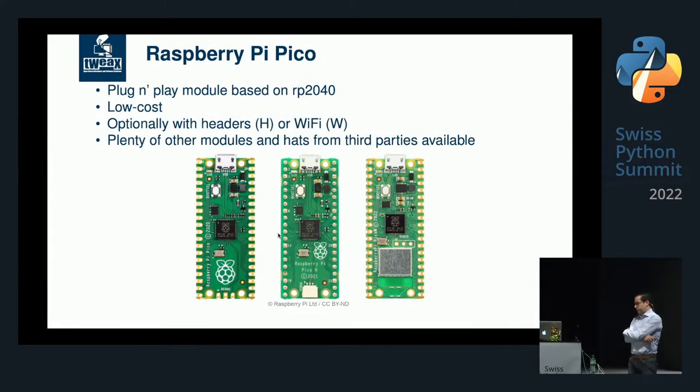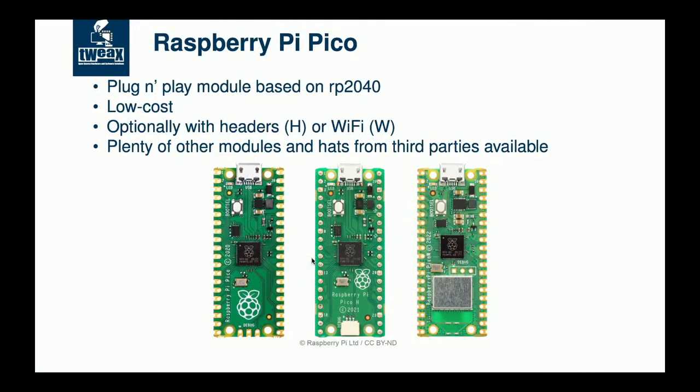Now, Raspberry Pi not only sell the silicon, but also released a couple of boards that can be seen on this slide. There is a basic version, one with a header, and the latest one has a Wi-Fi module. And they are very cheap. The basic version is even less than 4 francs. So everybody can afford to buy one of those and play with them.